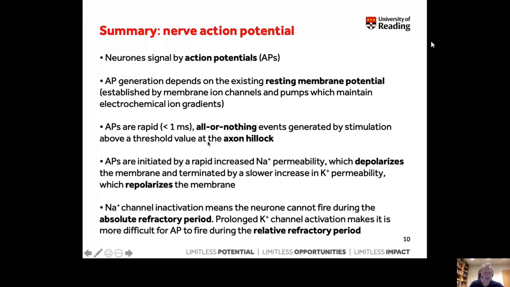Action potentials are rapid, they're all or nothing, and they're generated at this area called the axon hillock. They're initiated by a rapid increase in sodium permeability, causing that depolarizing phase, and a slower increase in potassium permeability, which repolarizes the membrane. Two terms which you should be aware of: absolute refractory period, where you absolutely cannot generate another action potential, and the relative refractory period. What we want to do is space our action potentials. We want consistent periods so that we don't get irregular neuronal firing.